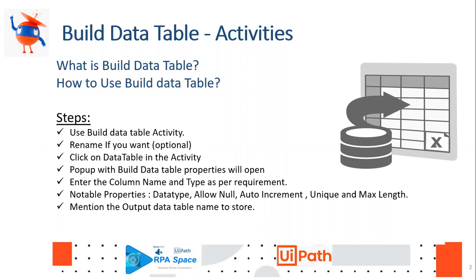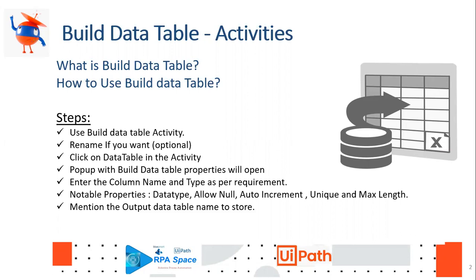To construct or do functionality with a data table, you have to use the Build Data Table activity, which is available in UiPath. If you want to rename it, you can just go ahead and rename it. After that, click on the Data Table option in your activity, and once you click on it, you will see a pop-up that contains the properties. You can enter the column name or change the type based on your requirement.